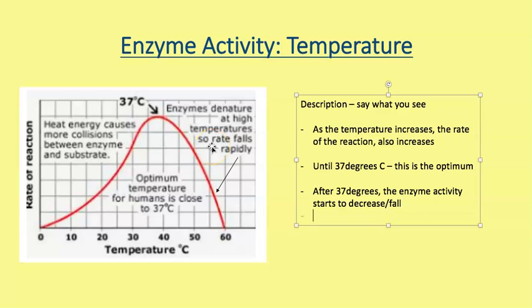Now remember that denaturing is irreversible. Please remember that if an enzyme is denatured, it can't be turned back to working again. It means that the enzyme's active site loses its shape. So it'll change shape, and if it changes shape, the substrate will not be able to fit in anymore. Okay, make sure you've paused that, make sure you've got the description and the explanation, which is all already on the graph.